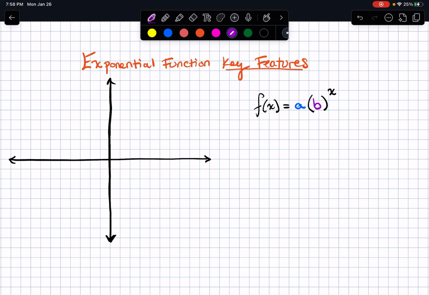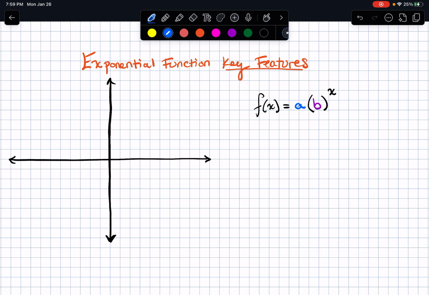Hi everyone, in this video we're going to review the basic vocabulary and the key features of exponential functions as we begin our Algebra 2 unit on exponential growth and logarithms. So let's begin with the basic structure of an exponential function. We saw these in Algebra 1, f of x equals a b to the x.